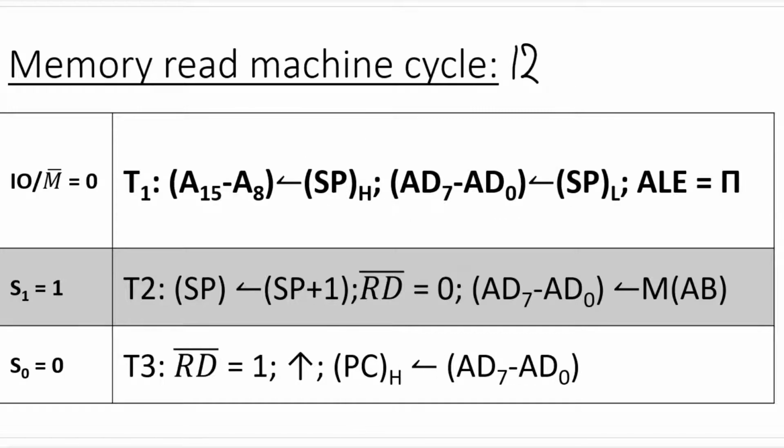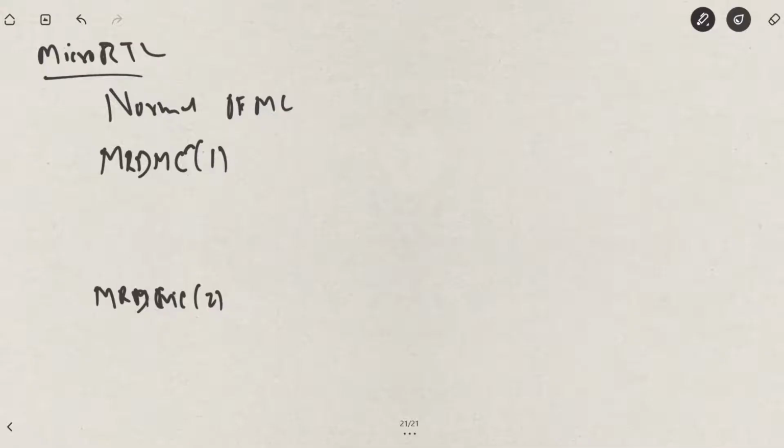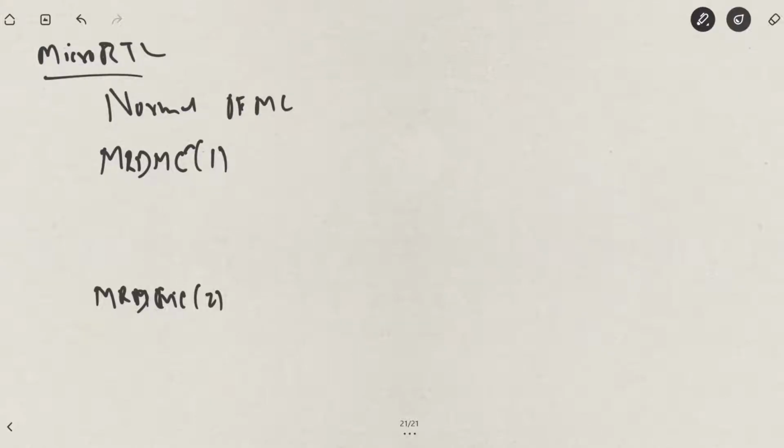In memory read machine cycle number 2 for this instruction, what will happen? Again, the stack pointer will be loaded onto the address bus. It will be incremented in the second stage. So in total SP now becomes equal to SP+2, and in this case, whatever is on the data bus will be specified as the most significant bit of the program counter, fine. So you have the two memory read machine cycles and the opcode fetch machine cycle of the return instruction.